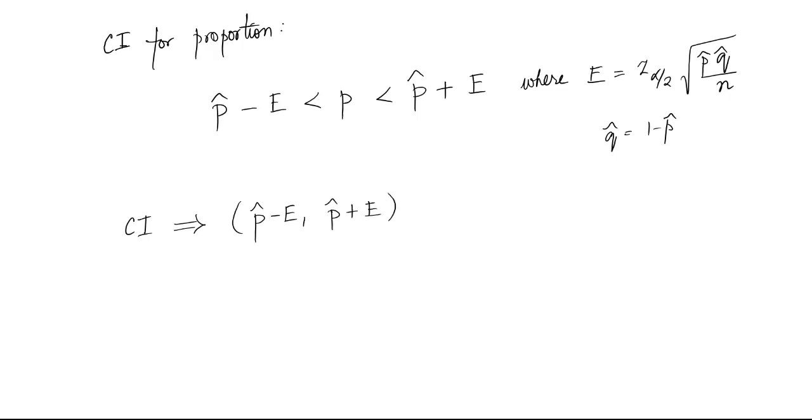So if my interval was, say, 4 to 7, then the 4 itself is p hat minus E, and the 7 itself is p hat plus E. Okay? And we'll show how to find the E if you were given the interval and all that.